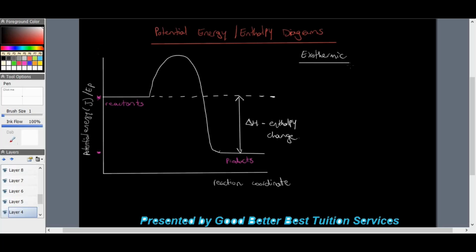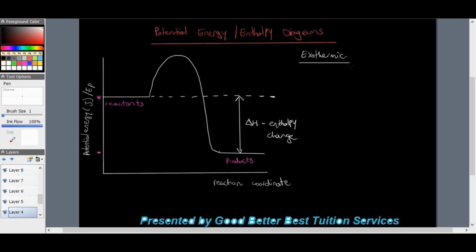It is our product energy minus our reactant energy, always when it comes to enthalpy change. The potential energy of the products minus the potential energy of our reactants. So in this case we can see our product energy is a bit lower than that of our reactant energy, so we're going to get a negative answer, and our negative value, like I mentioned earlier, does allude to the fact that it is indeed an exothermic reaction as well.